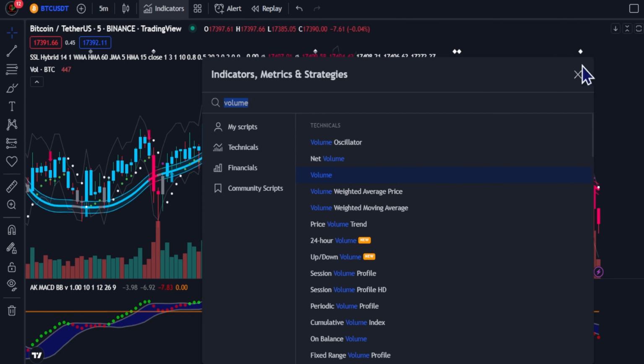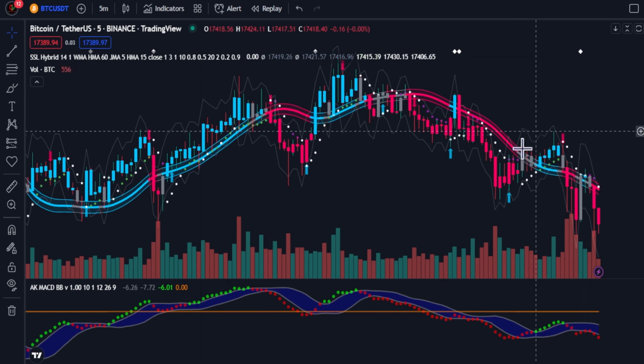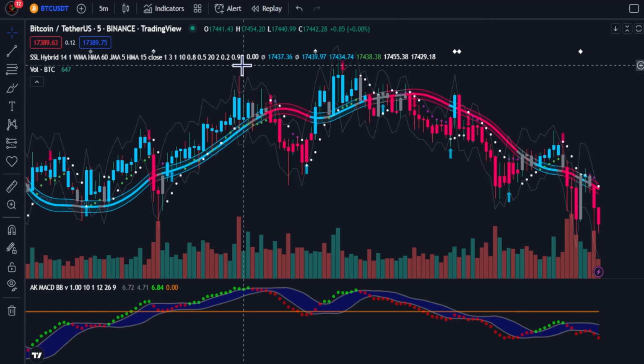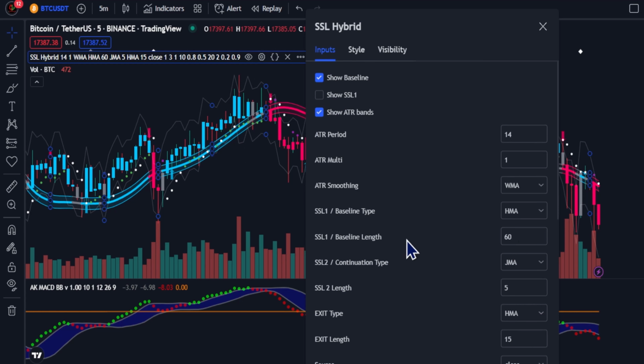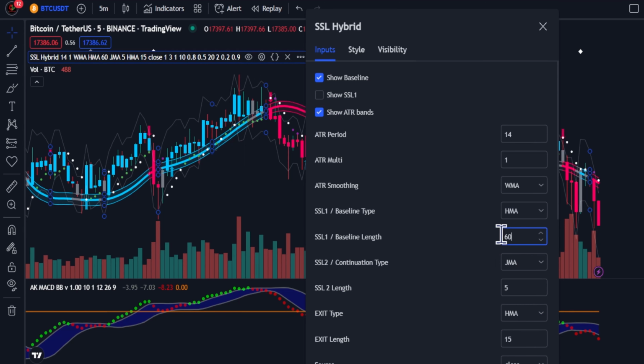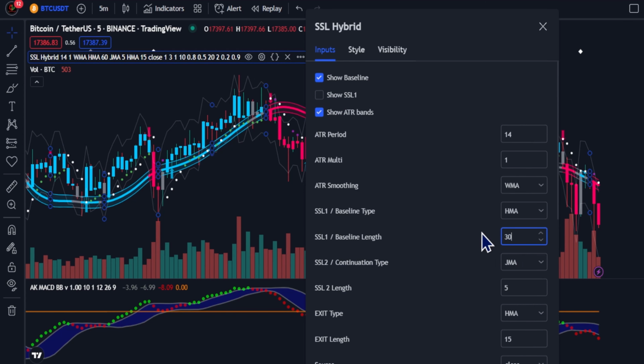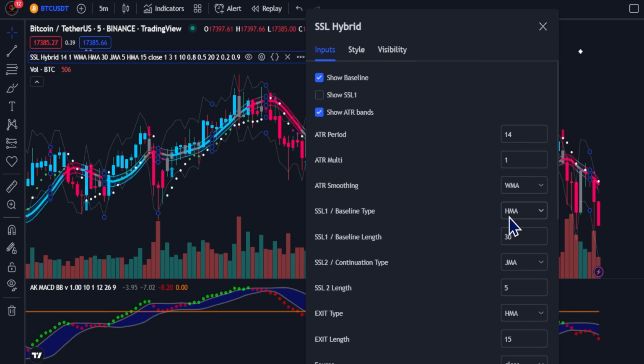Now, let's optimize the added indicators. Head over to the settings of SSL Hybrid Indicator. From the Input section, change the baseline length from 60 to 30. Then change the baseline type from HMA to EMA.